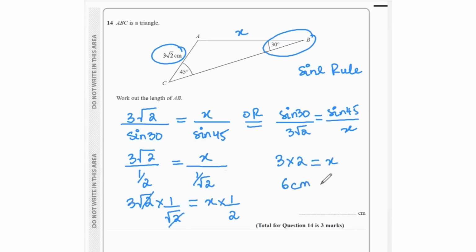And your length of AB, which is basically x, noted as x by me, is going to be 6 centimeters. That is your final answer. So remember, for these, you need to know your trigonometric ratios and their values. Like what is sine 30, what is cos 30, what is tan 30, what is sine 60, cos 60, tan 60, sine 45, cos 45, tan 45, sine 90, cos 90, tan 90.